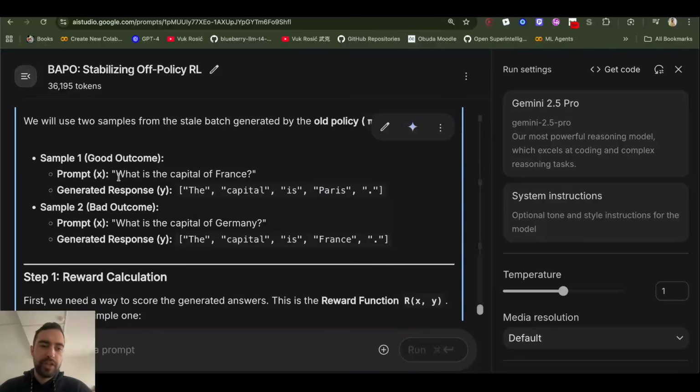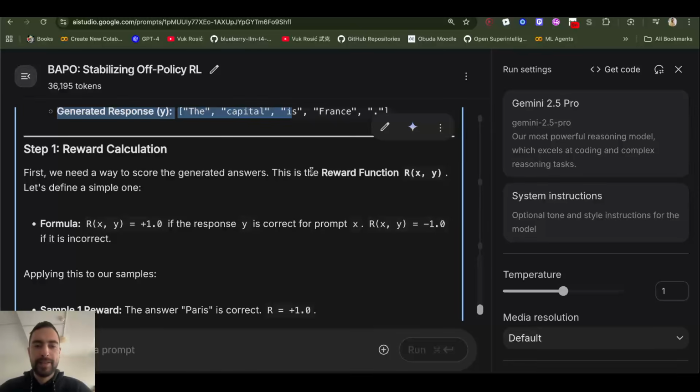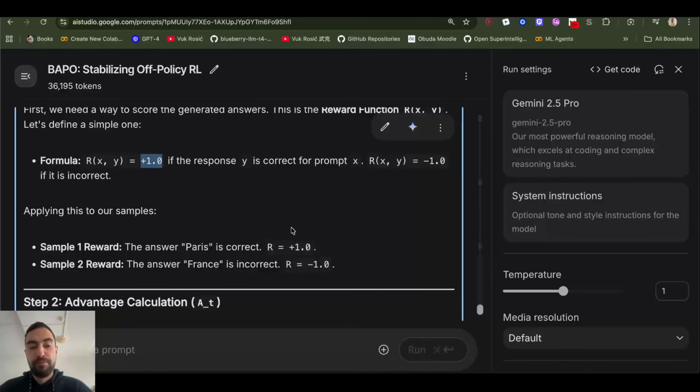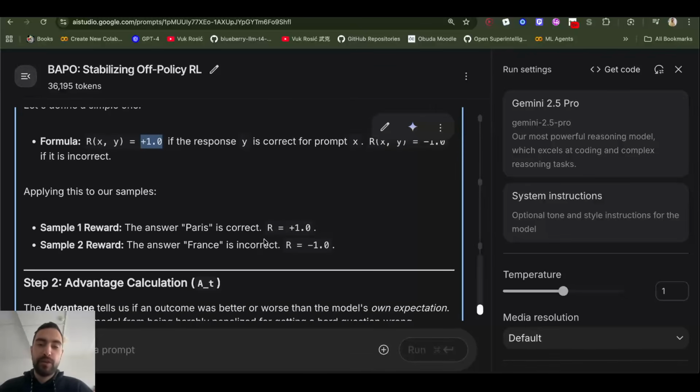So first question is, what is the capital of France? The capital is Paris, so this answer is correct. And the second, what is the capital of Germany? The capital is France. This answer is wrong. And let's see how this works now. In this case, our reward function will give +1 if the answer is correct and -1 if the answer is wrong. So as I said, we will have to compare the answer to other answers to know how good the model generally is. Like, is it doing much better than average, or much worse than average, or a bit better, a bit worse? And that's gonna influence our reward.